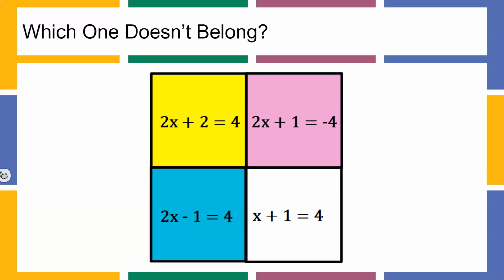Which one do you think? This one got a little bit harder. Any ideas? Angel? The white one, because it doesn't have the 2. Okay, so all these other ones have this 2 in front, but this is the only one that doesn't. Anyone else think that? That one because it didn't have the 2? Okay, a couple of us. Any others?